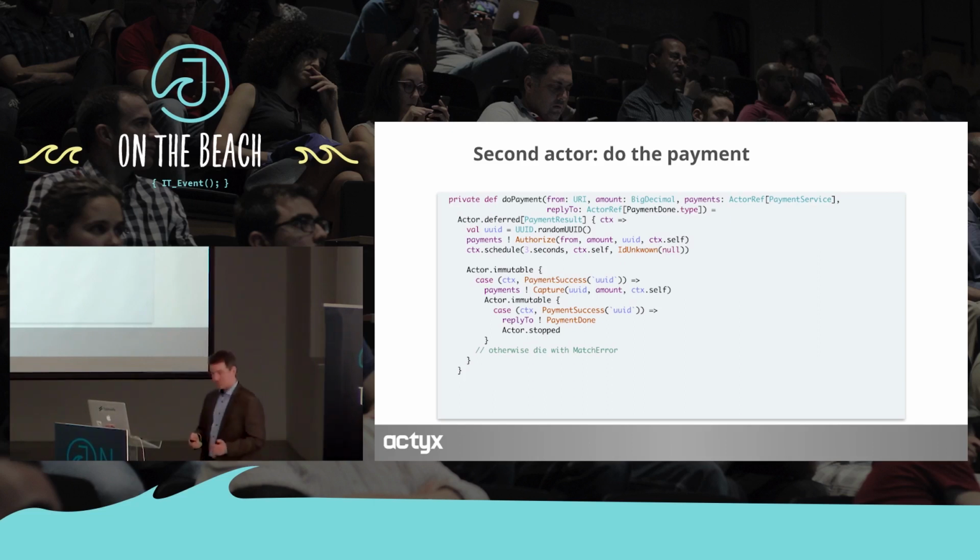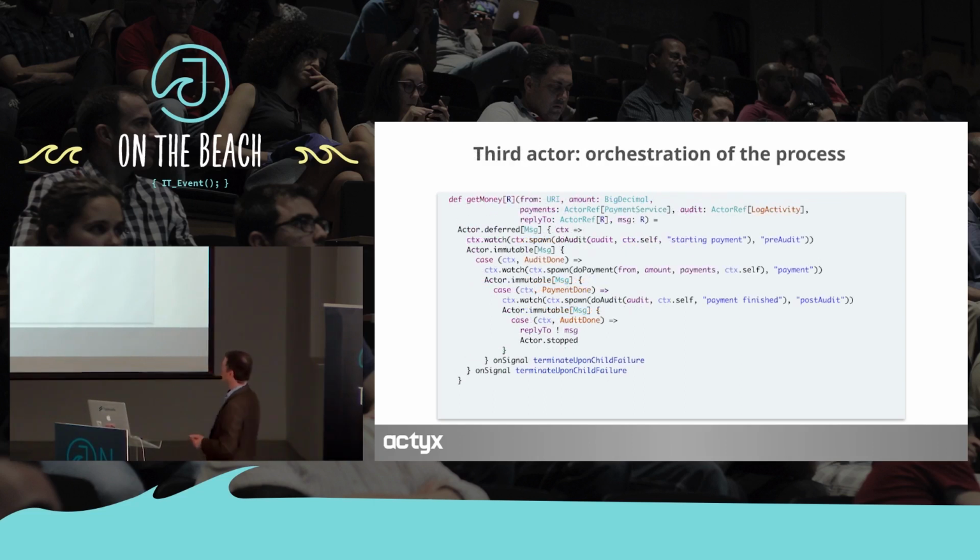So now we have implemented all the pieces, we can put them together. Orchestration of the process. It's the same principle over again. Only what we do here is we don't really send messages ourselves. We use the processes that we have defined so far. So we use context.spawn on these things, do audit first, and then do payment, and then do audit again. We use context.watch on every one of these results because we want to know when they fail. If one of these actors fails, then this one will get a signal with the failure and will fail as well.